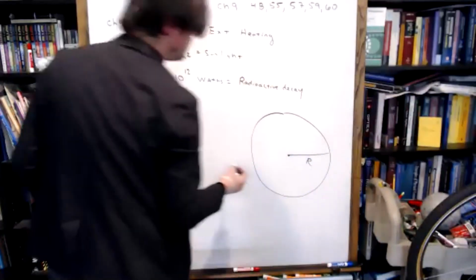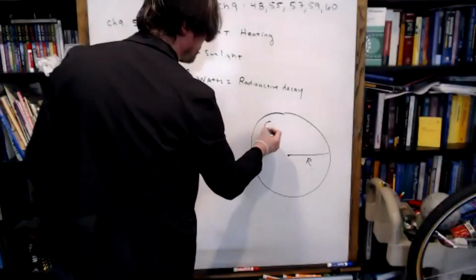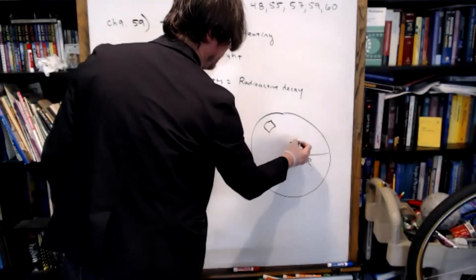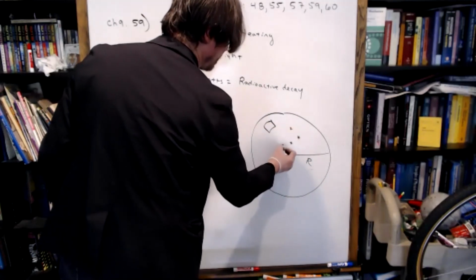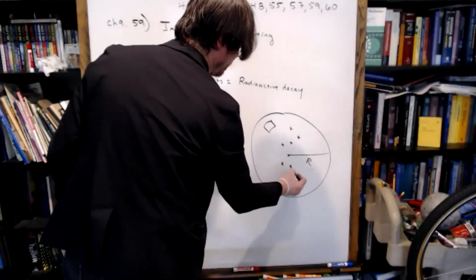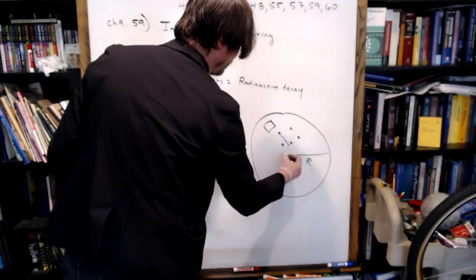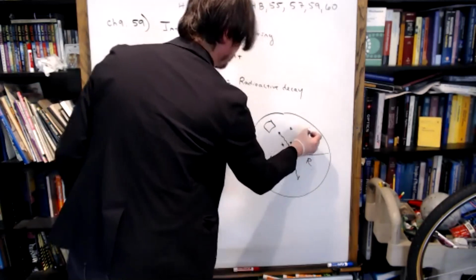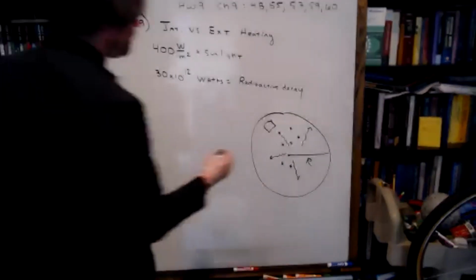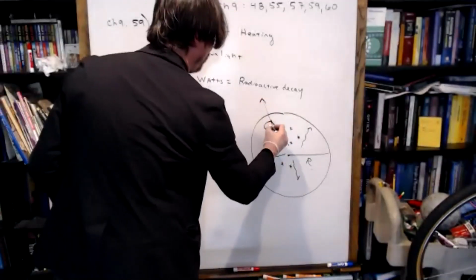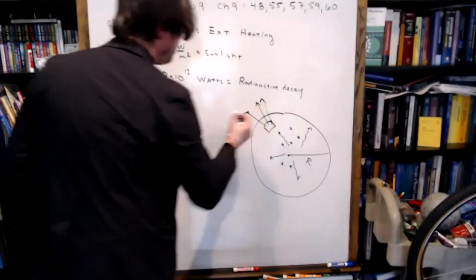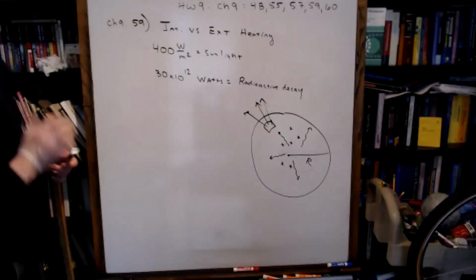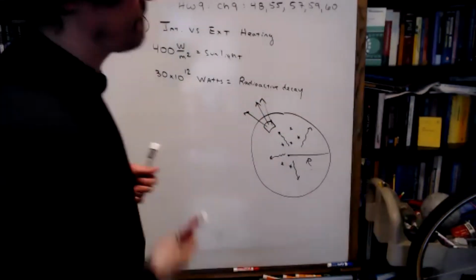Okay, so here's our problem. I've got little radioactive isotopes spread all throughout the Earth, and they're producing 30 trillion watts of power in all directions. My goal is to figure out how many watts are flowing through a square meter. And then I want to compare it to sunlight, which is striking from above.